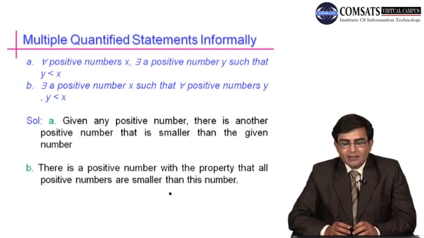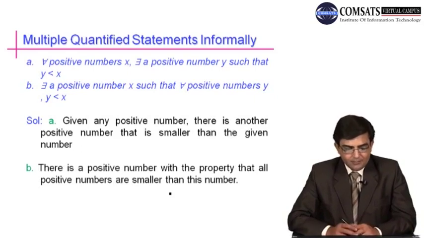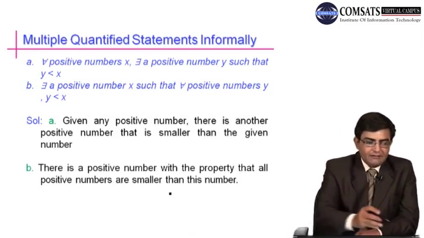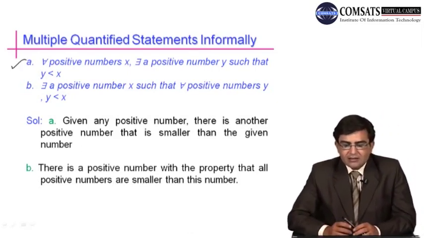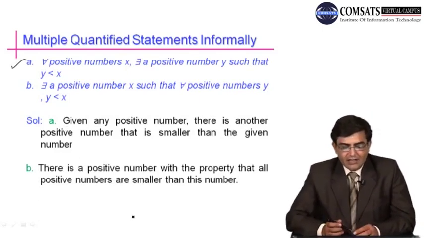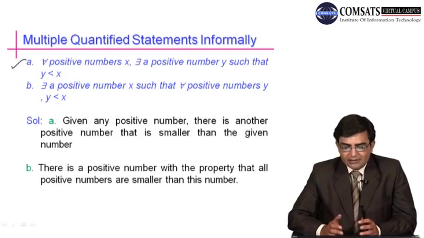Means there is a positive number which is less than every positive number. This is the informal version of the statement given in part A. There is a positive number y which is less than every positive number x. We can also write it as: given any positive number, there is another positive number that is smaller than the given number.